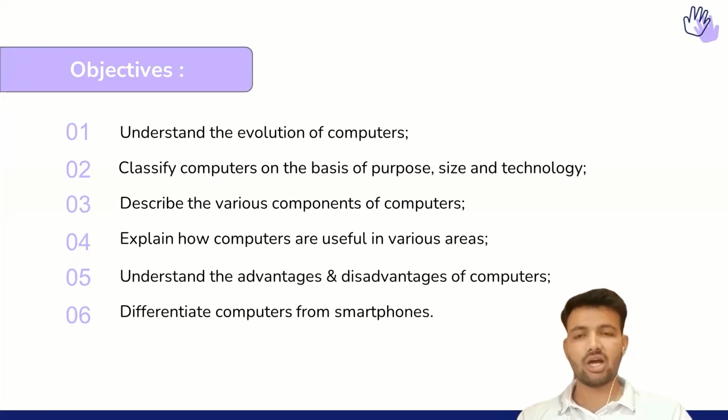इस unit में our objectives will be to understand the evolution of the computer, कैसे computers evolve हुए. Then we will also understand how we classify computers based on purpose, size, and technology used, and then describe the various components of a computer, software and hardware, explain how computers are useful in various areas, and then we will also understand the advantages and disadvantages of computers, and we will also be able to differentiate computers from smartphones. These are going to be some of the objectives.